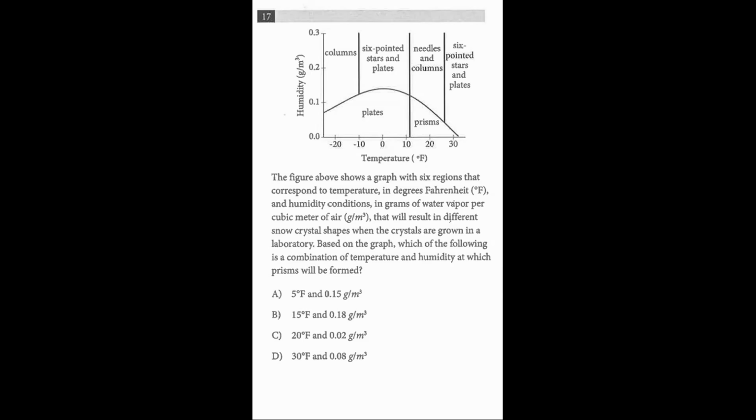So for question 17, which of the following will be a combination where prisms will be formed? So we're just looking for a combination that's within this. So 5 degrees F is not, 15, sure, 20, sure, 30, sure. So then we look at 0.18, so 0.18, nope. 20 and 0.02, which would be here, so yeah, sure. So correct answer C. And then 30 and 0.08 would be like here, so no. So the correct answer is C.